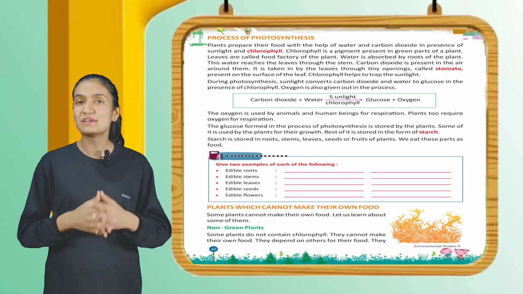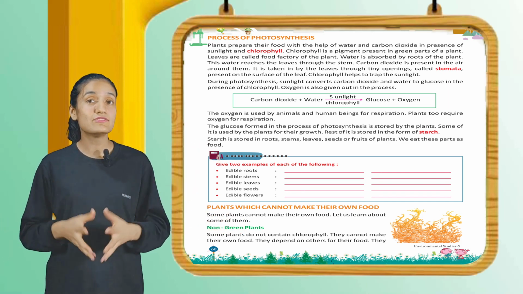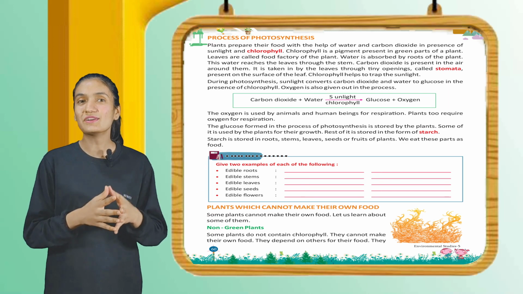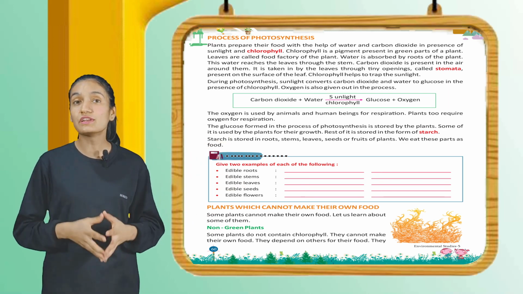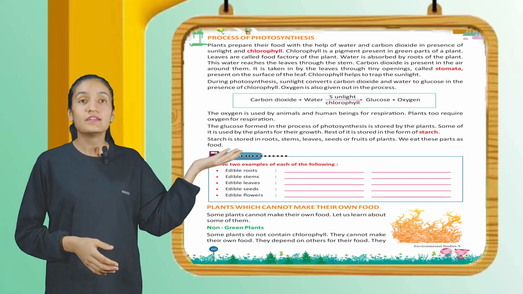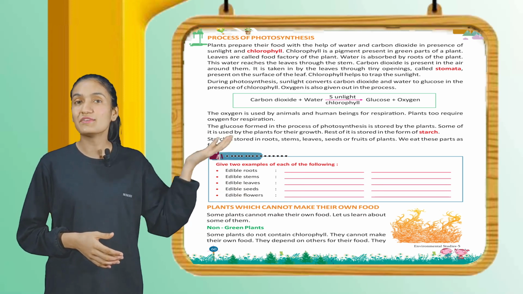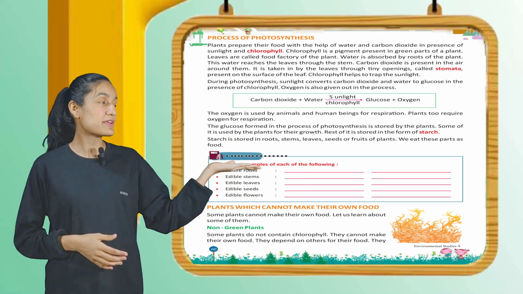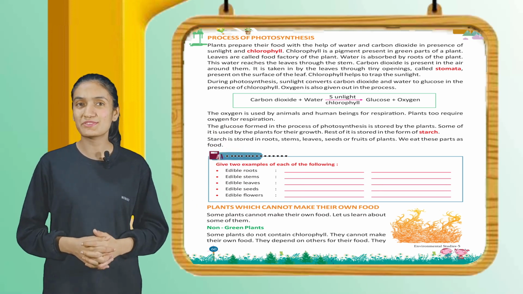Carbon dioxide is present in the air around them. It is taken in by the leaves through tiny openings called stomata present on the surface of the leaf. Chlorophyll helps to trap the sunlight. So you can see, during photosynthesis, sunlight converts carbon dioxide and water to glucose in the presence of chlorophyll. Oxygen is also given out in the process.